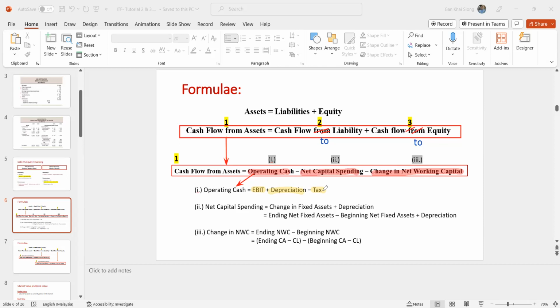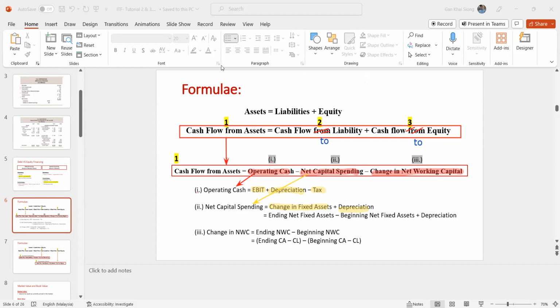Okay, understand, right? Now, we look into the next one over here. How do we calculate net capital spending? We use the change in the fixed assets to see, for example, in the year, did we purchase any new assets, plus depreciation. Why do we need to add depreciation? Because fixed assets will depreciate across the years, across time. So we need to take that into account.